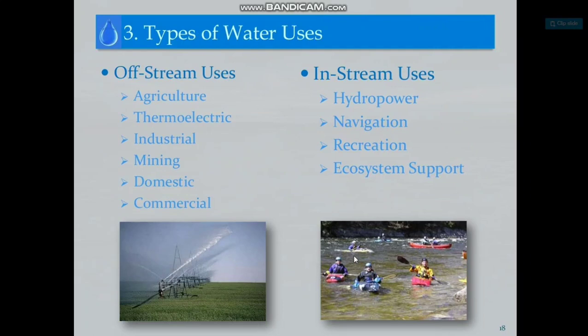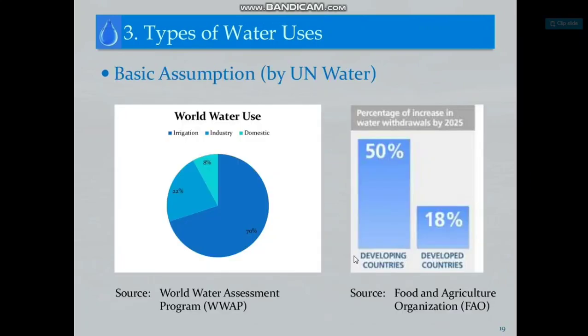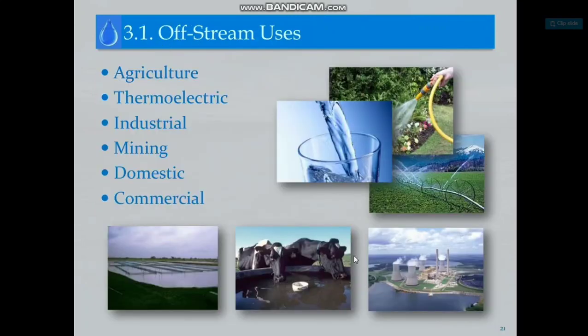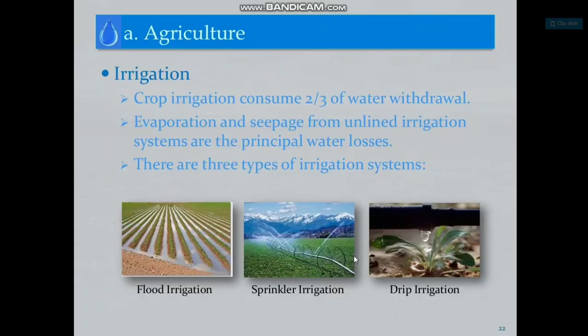Off-stream uses are agriculture, thermoelectric, industrial, mining, domestic, commercial. In-stream uses are hydropower, navigation, recreation, ecosystem support. Basic assumptions: global water use is mainly irrigation, then industry, then domestic. So 70% of it is used in irrigation, 22% in industry, 8% domestic. Off-stream: agriculture, thermoelectric, industrial, mining, domestic, commercial.